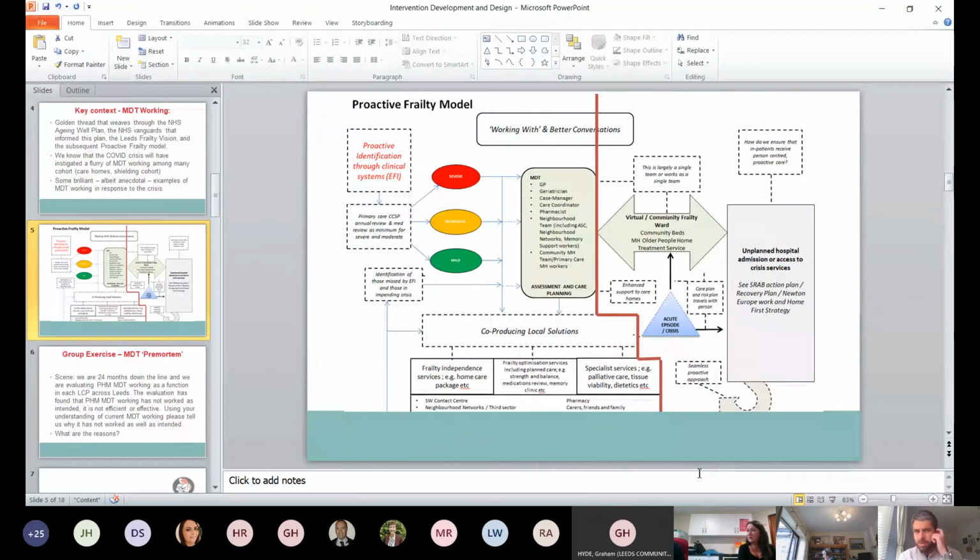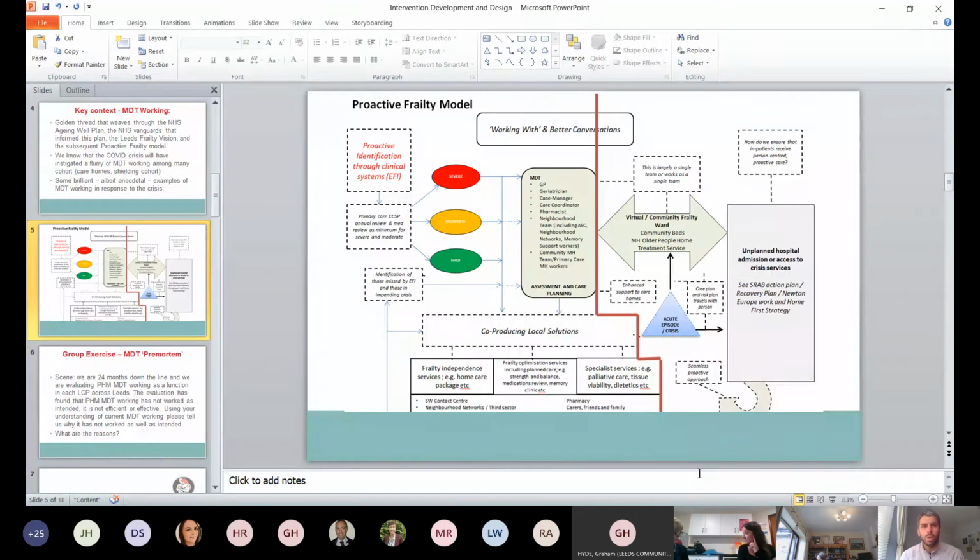So we can see on the far left hand side the proactive identification of cohorts via data analysis of the GP records, and then risk stratification into severe, moderate, and mild. And then in terms of the doing, the active bit, what are we going to do about it? At the heart of this is multidisciplinary team working.